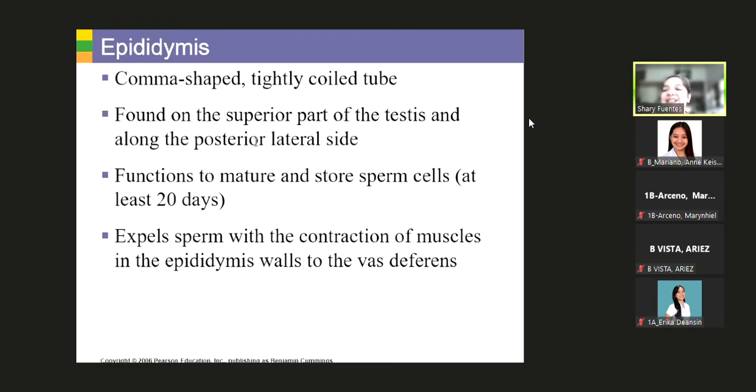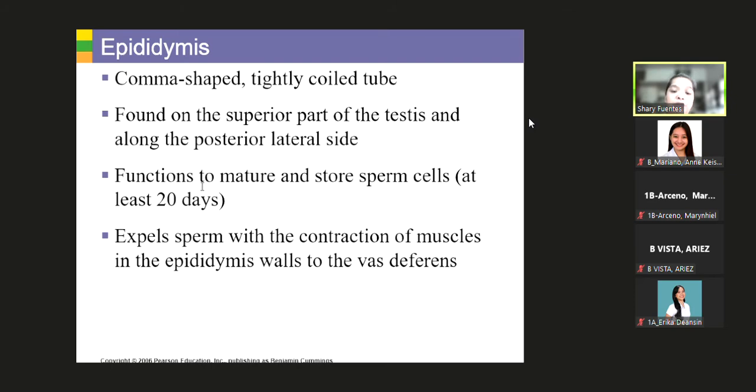Okay, so the next structure. This is the first part of your ductal system, the ducts, okay, yung tubo na pinag-usapan natin. We have the first part, which is the epididymis. The epididymis, that's the first part. It is a comma-shaped and also a tightly coiled tube. Okay, that's about 6 meters or 20 feet long. And that's located posterior to the testes. They are found at the superior part of testes and along the posterior lateral side.